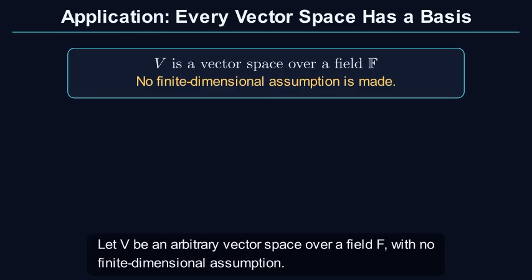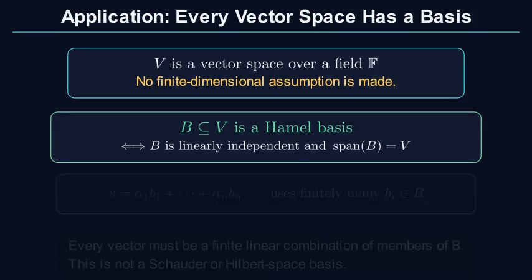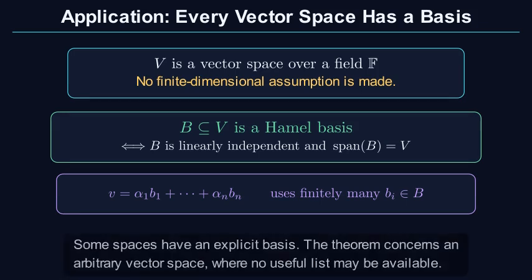Let V be an arbitrary vector space over a field F with no finite dimensional assumption. Here basis means Hamel basis, a linearly independent subset B whose span is all of V. Every vector must be a finite linear combination of members of B. This is not a Schauder or Hilbert space basis. Some spaces have an explicit basis. The theorem concerns an arbitrary vector space, where no useful list may be available.